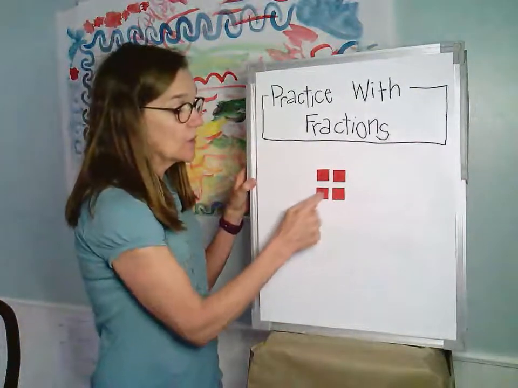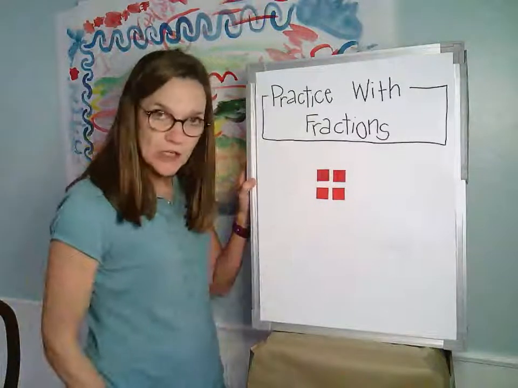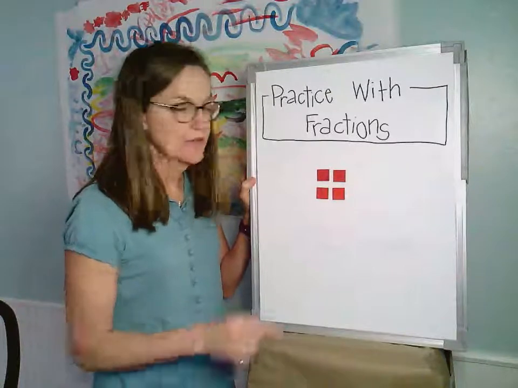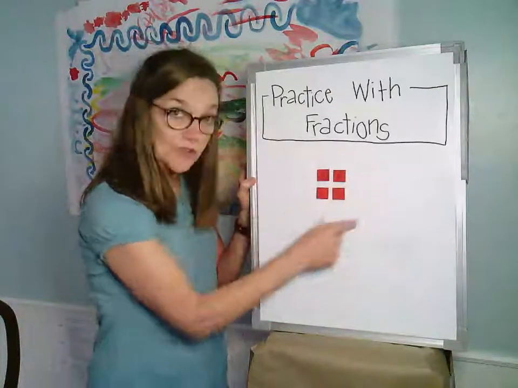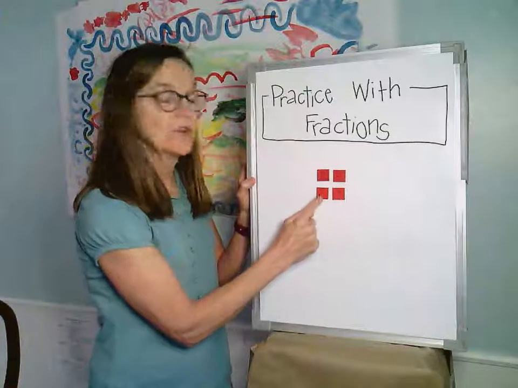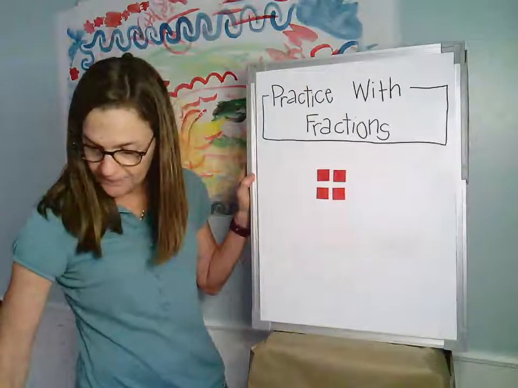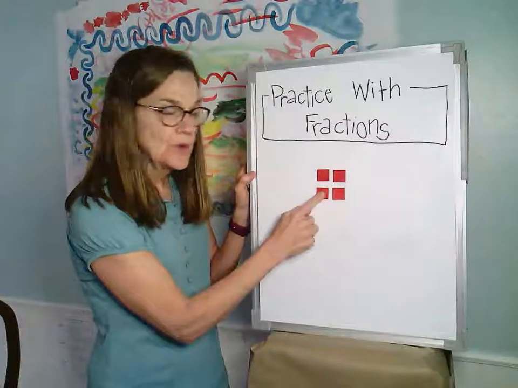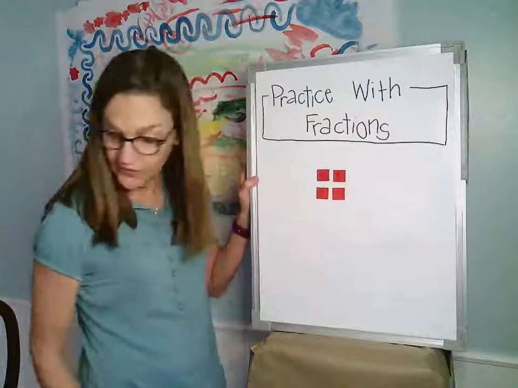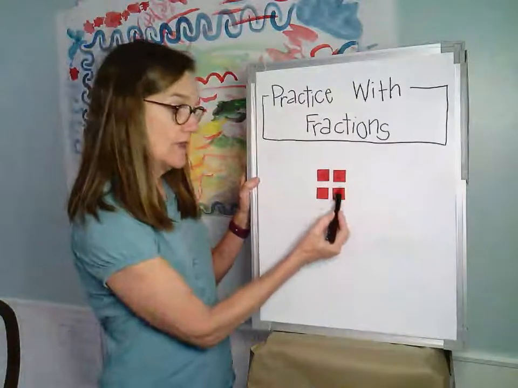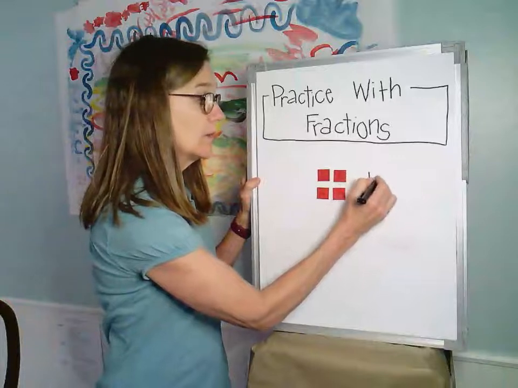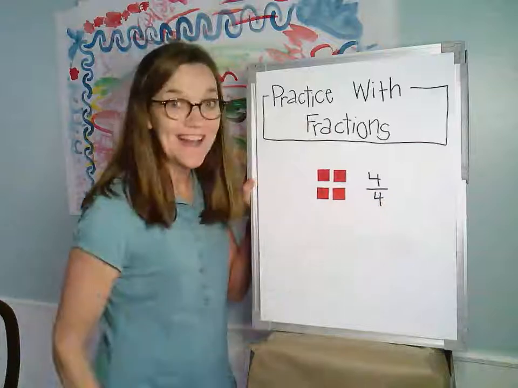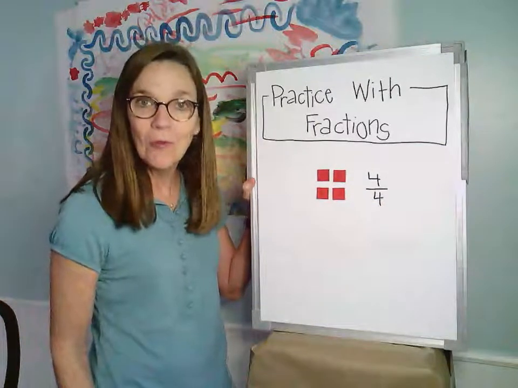And are the 4 tiles each the same size? They are. They're equal parts. This is an equal part of the whole set. This is an equal part, this is an equal part, this is an equal part. Okay, so what fraction could we use to describe this whole set? Well, we would say that there are 4 red tiles out of 4 red tiles, or 4/4.